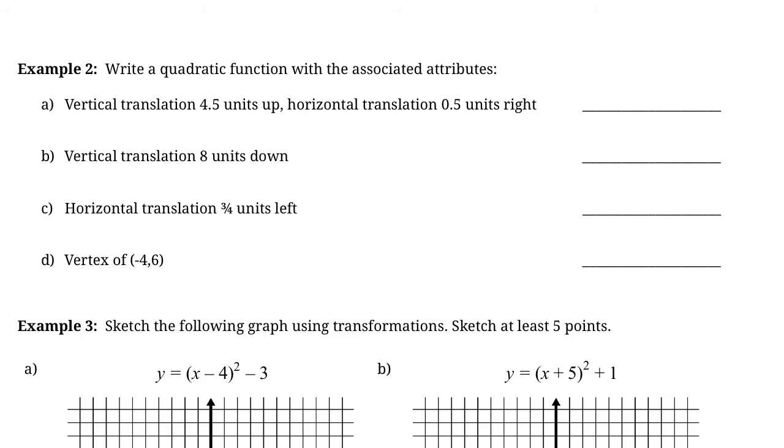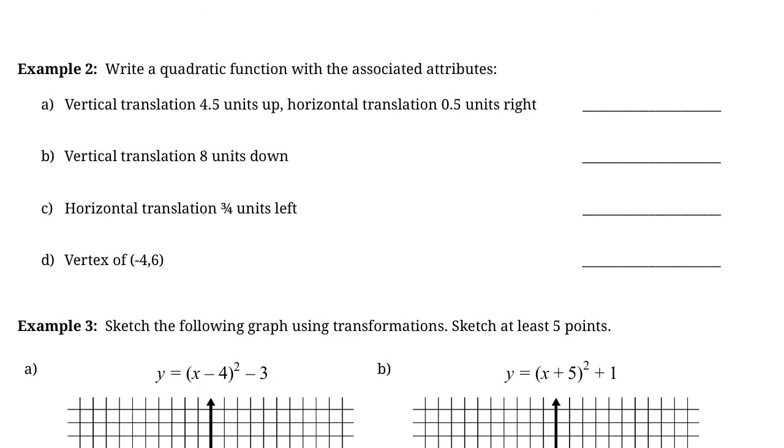In example number 2, we are asked to write a quadratic function or equation, same thing, with the associated attributes. So this time we are given a bunch of different transformations, and based on that information, we need to come up with the equation. So remember, our equation is always going to look like a vertex form equation, and all we have to do is input the values of h and k. So in our first example, we have a vertical translation 4.5 units up and a horizontal translation 0.5 units right.